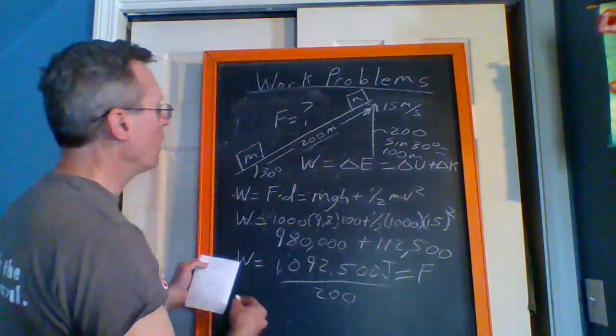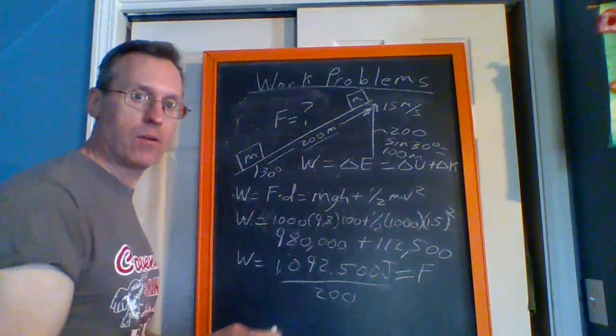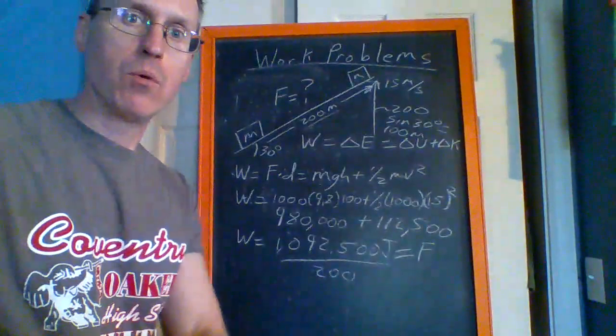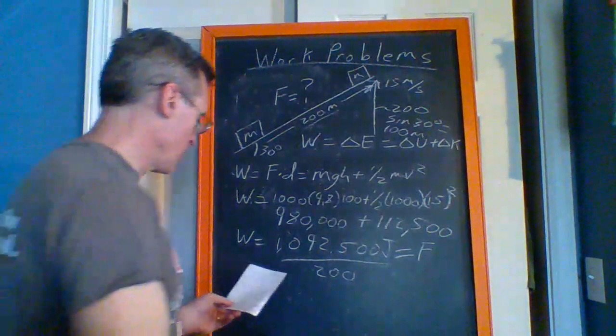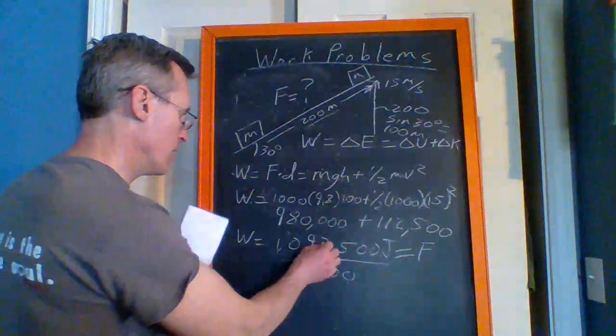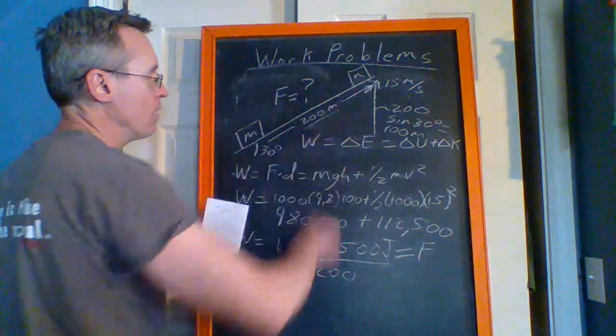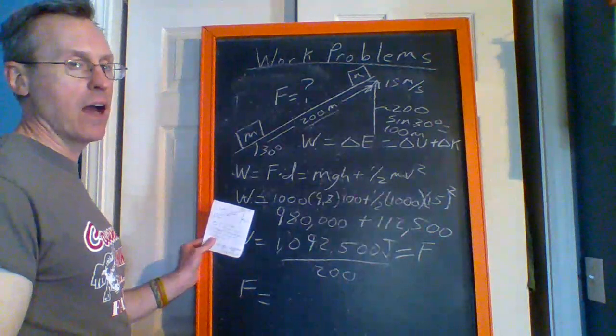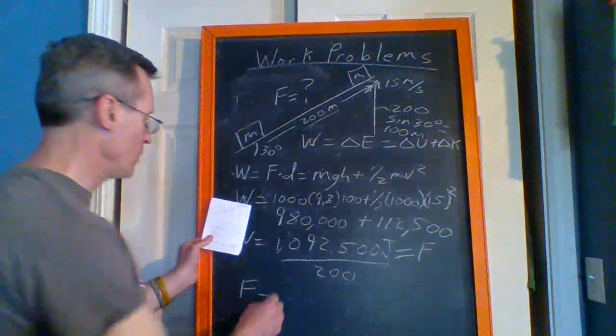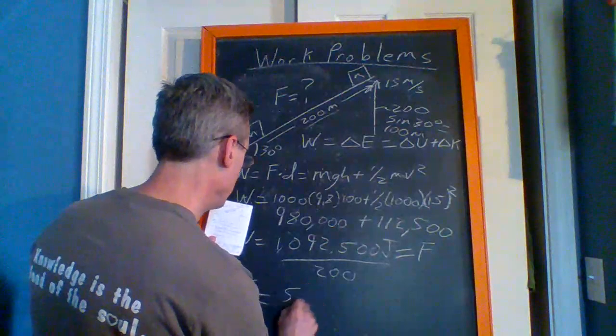when I do that out and divide this by this, I got that the force that caused the object to accelerate up the hill and reach that speed winds up being about 5,000 and change.